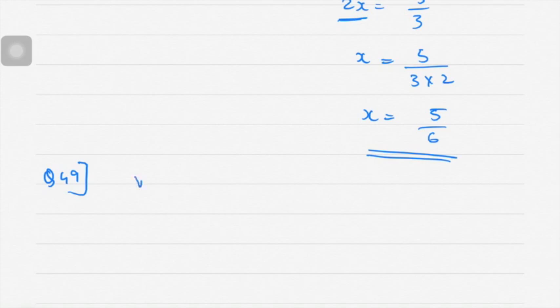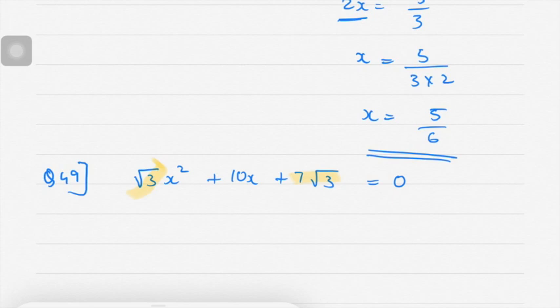Let's solve the next problem. Question number 49. Factorize root 3 x square plus 10x plus 7 root 3 is equal to 0. This is the equation. You are supposed to factorize. If is equal to 0 is not given, still you have to write is equal to 0.